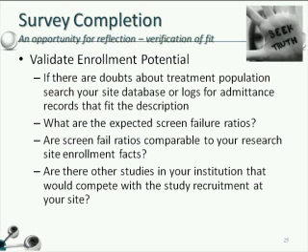So your inclusion-exclusion criteria, if you would like to think of it as a funnel, that is the best kind of analogy I could come up with. And basically, that ratio is what determines your screen fail ratio.